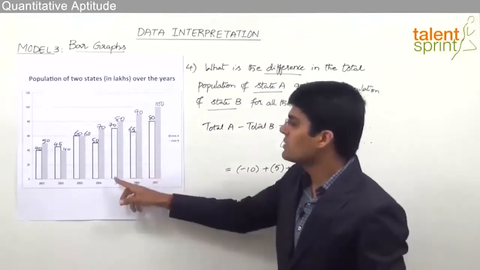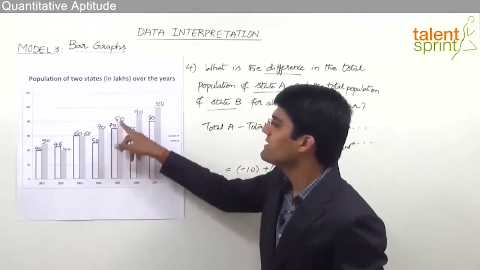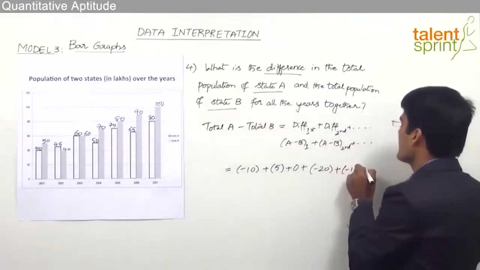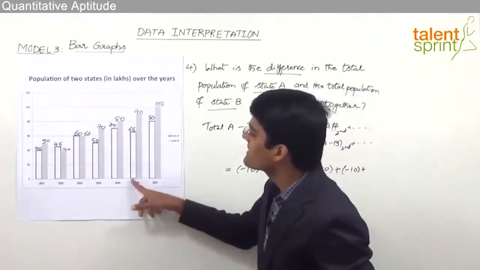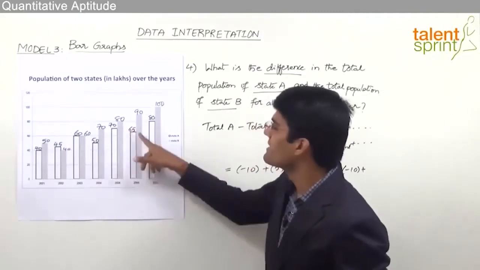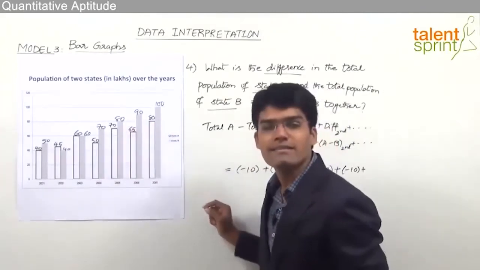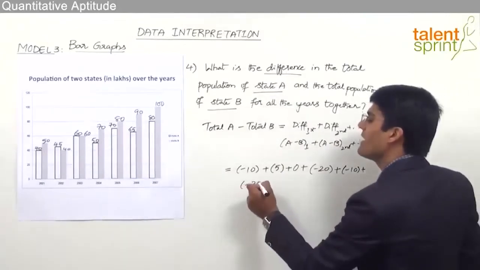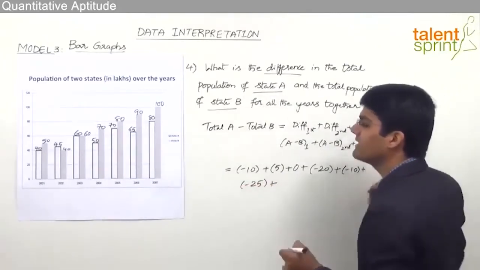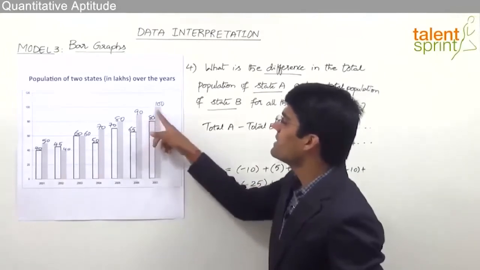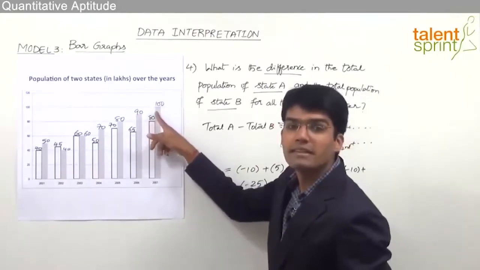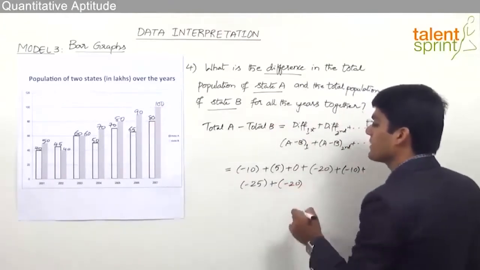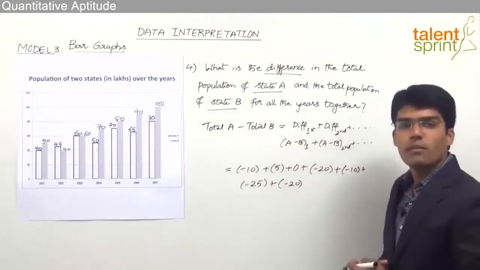In the next year, that is 2005, A is 70, B is 80. So A minus B will be equal to minus 10. So next year difference is minus 10. Again moving on, 2006, A is 65 and B is 90. So 65 minus 90 will be minus 25. So we can say minus 25 for the next year. And the last year here, A is 80 and B is 100, the difference is 20. But A minus B will give minus 20. So last year it should be minus 20. Now by adding all these values, we get the required answer.